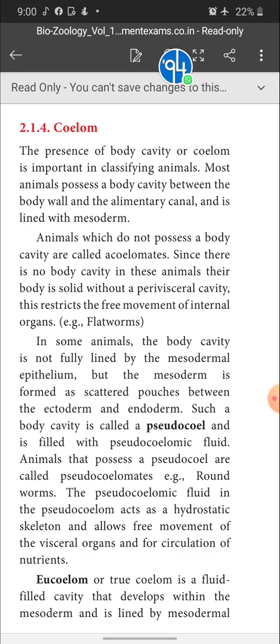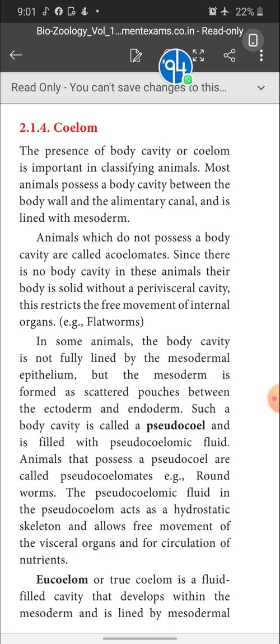Since there is no body cavity in these animals, their body is solid without a perivisceral cavity. This restricts the free movement of internal organs. Example, flatworms. Since the body is solid, the internal organs cannot move freely. Example, flatworms. So there is no body cavity at all. There is no coelom in its body.